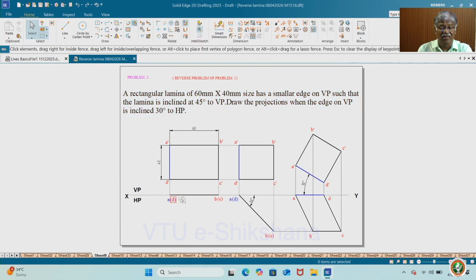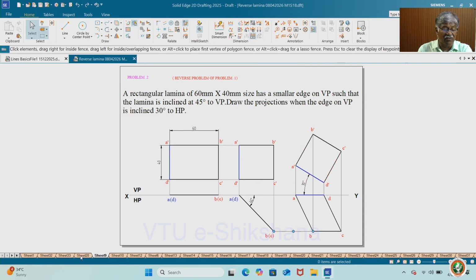See, the lamina is placed on VP such that one of the smaller edges is perpendicular to HP. So, about that you rotate by 45 degrees, then you get the apparent shape. Then the smaller edge on VP is A dash D dash here. Actually AD, in front of it is A dash D dash. A dash D dash I have taken at 30 degrees to HP. So, whatever you do here, that is for HP. Now, this is the final solution.